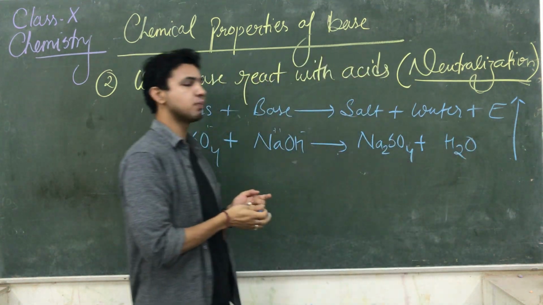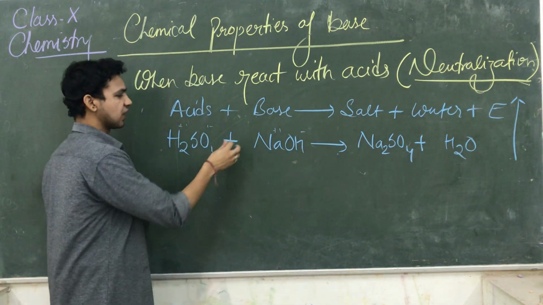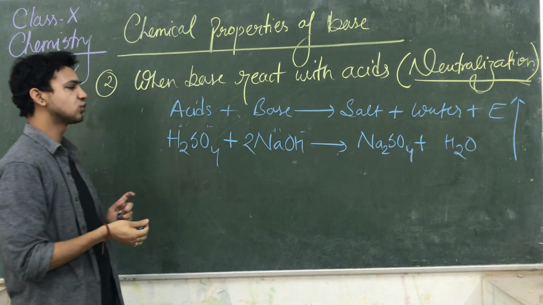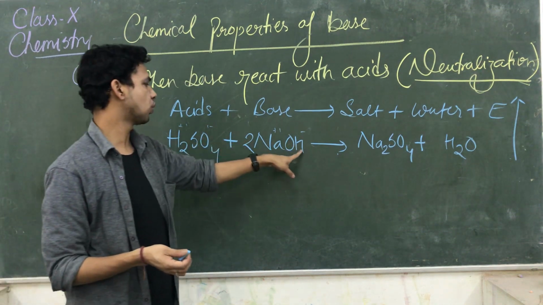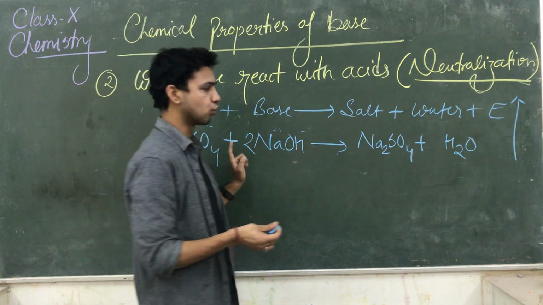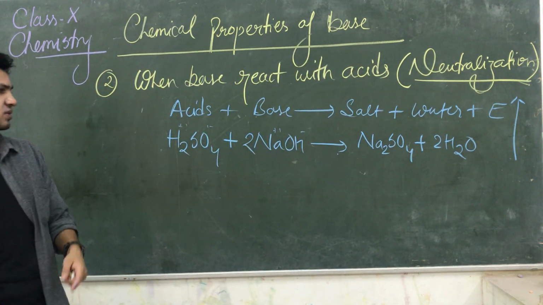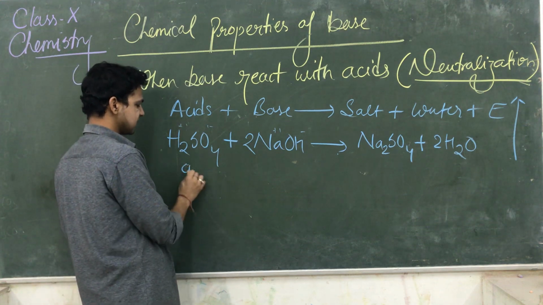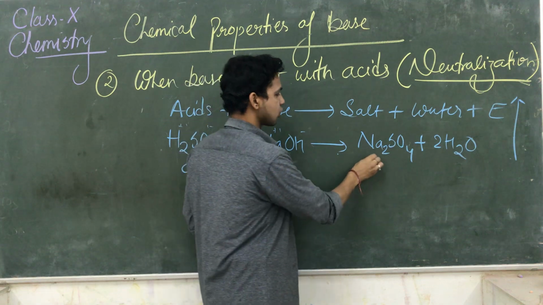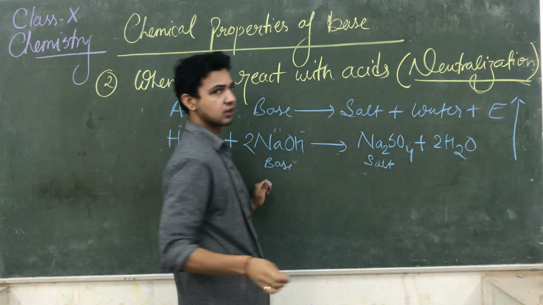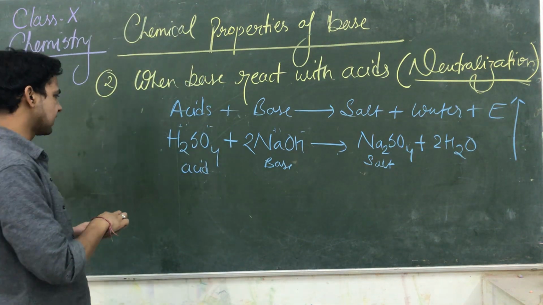So we need to balance this reaction on both sides. On the right hand side the number of sodium is 2, on the left hand side sodium is 1, so we need to write 2 here. Hydrogen is 2 plus 2, which is 4, so we need to write 2 here as well. So this sulfuric acid reacted with this base and formed a salt. The color of the sodium salt is colorless. They form water too.